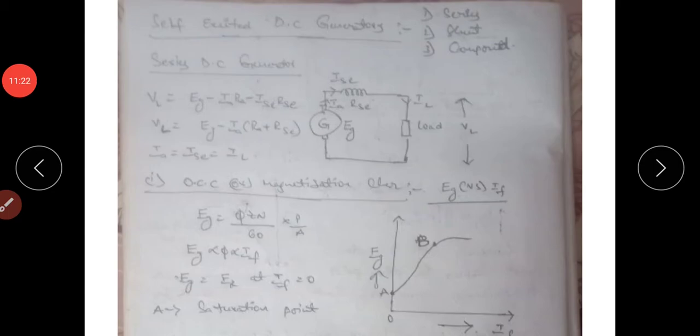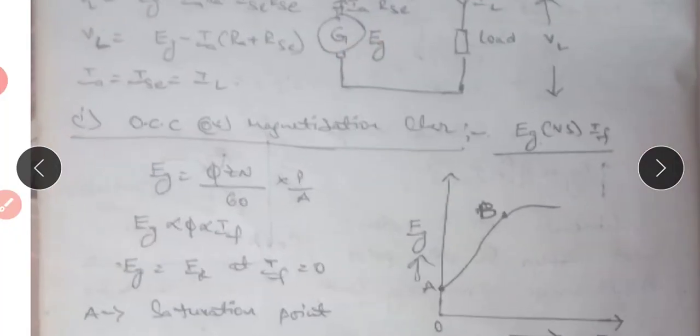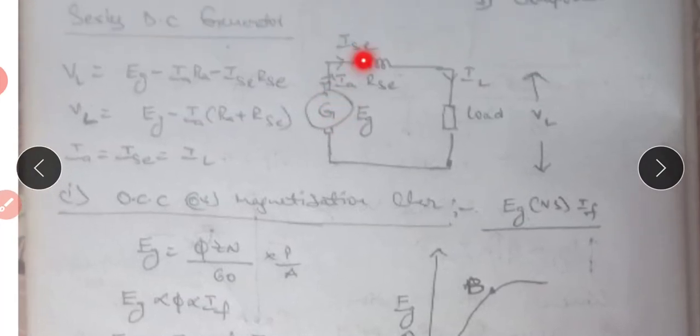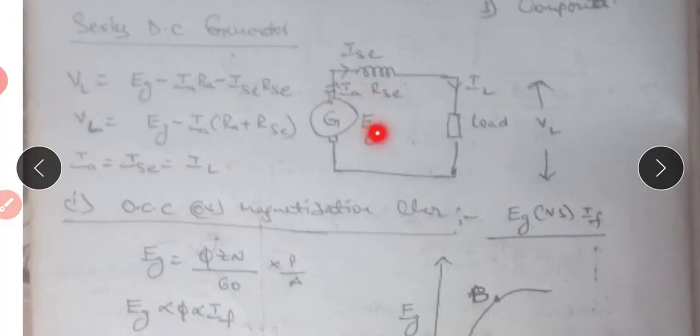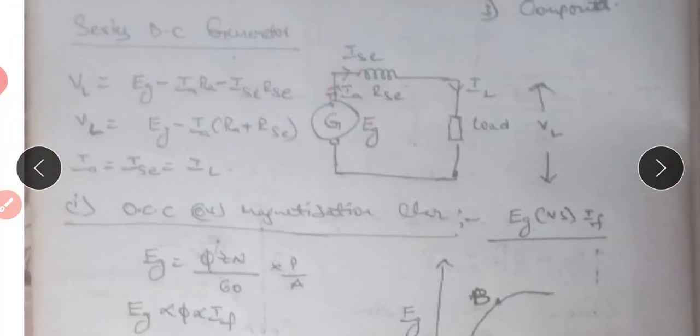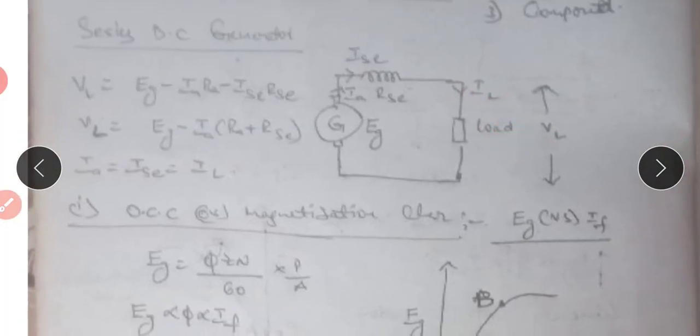Okay, next one, self-excited DC generators. First one, series generator. Okay, series generator characteristics. This is the series generator. Here G is the armature winding, connected in series with the field winding. This is the load. So generated EMF equals EG, armature current equals IA, field current equals ISC, load current IL, and load voltage equals VL.